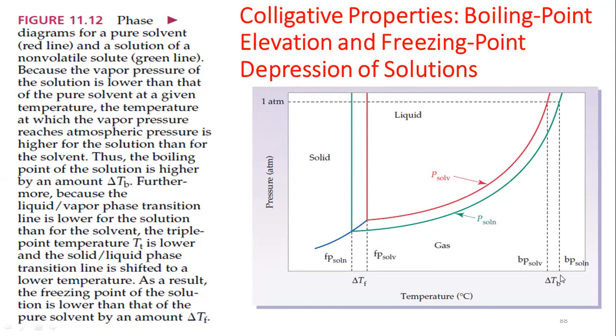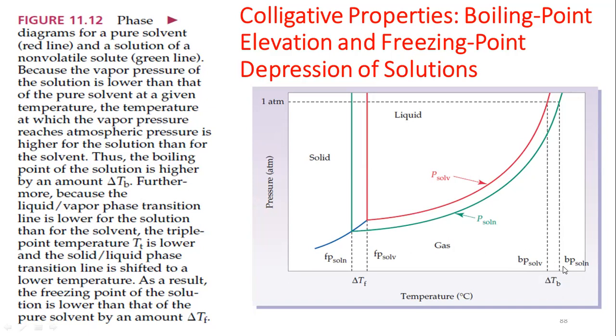If you have a look at the vapor pressure of the solvent, and this is the vapor pressure of the solution. In the previous lecture, we explained in detail that the vapor pressure of the solution is low compared to the vapor pressure of the pure solvent. That's why this line is above and this line is below. Here, this is the boiling point of the solvent, and this is the boiling point of the solution. That means the boiling point of the solvent is low compared to the boiling point of the solution. That's why this is called the elevation of the boiling point.